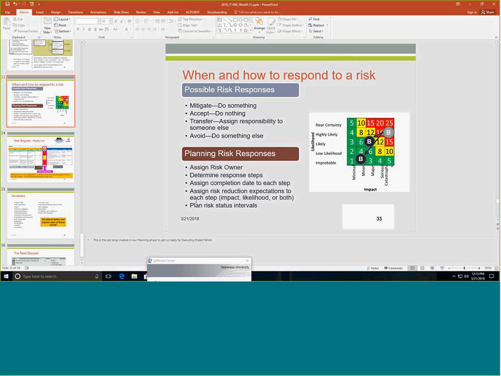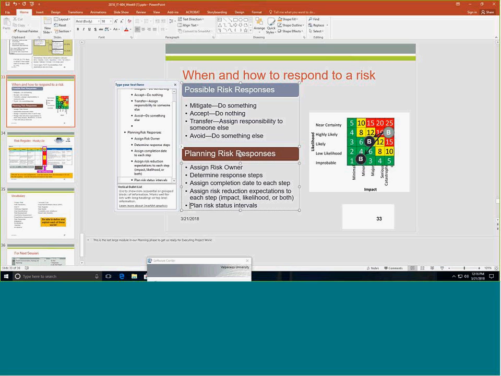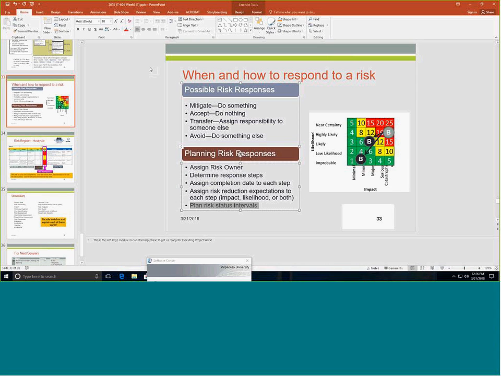And then finally, you will want to ensure that the risk owner gives you regular updates on how the risk mitigation is proceeding. So some project managers decide to track risk mitigation plans as part of their project schedule. And some stakeholders or some project sponsors require that as well, so be prepared.